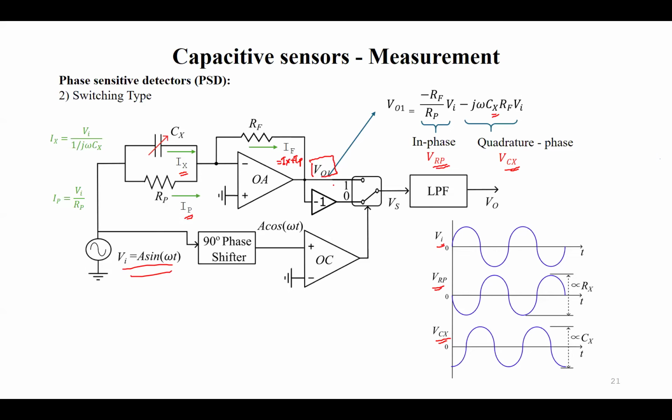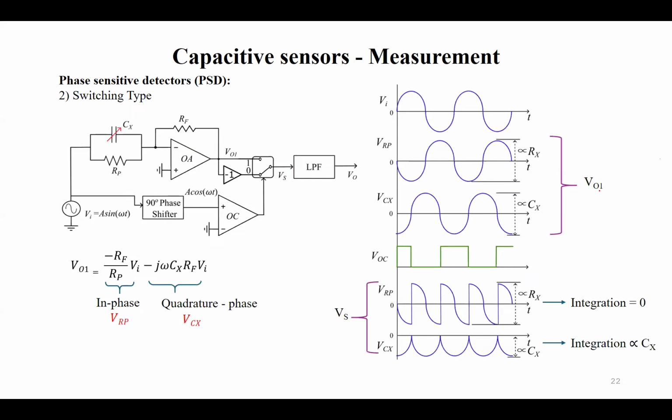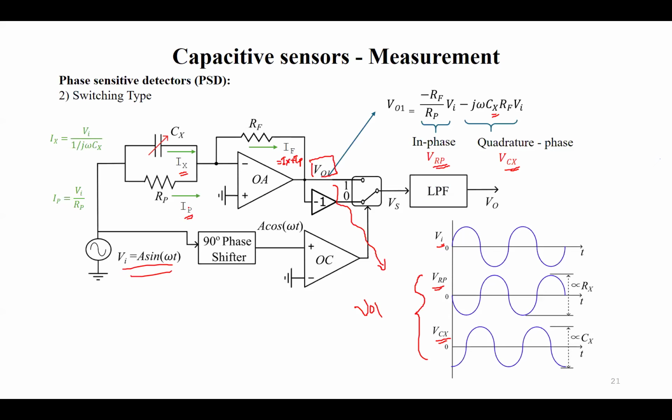So the summation of these voltages will be V01, which is available here. So how I can use these two signals and simply measure Cx, that we'll see. So I have the same shown here. I have Vi, I have VRP and VCX. The summation of these two signals is V01 as shown in the previous slide.